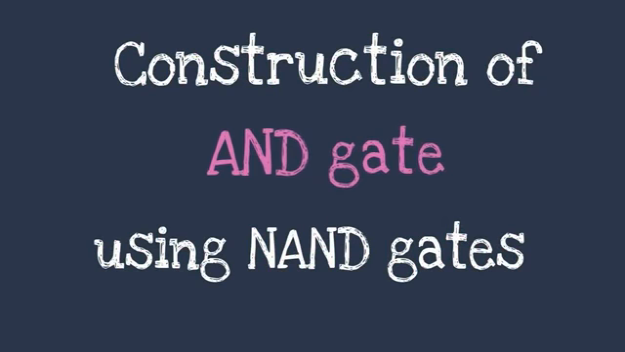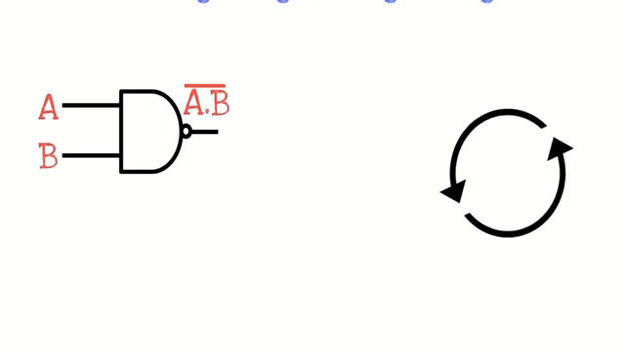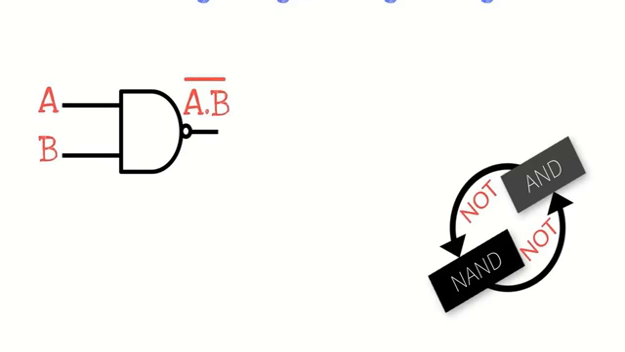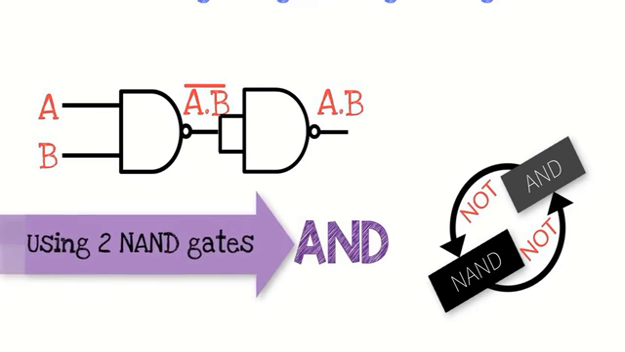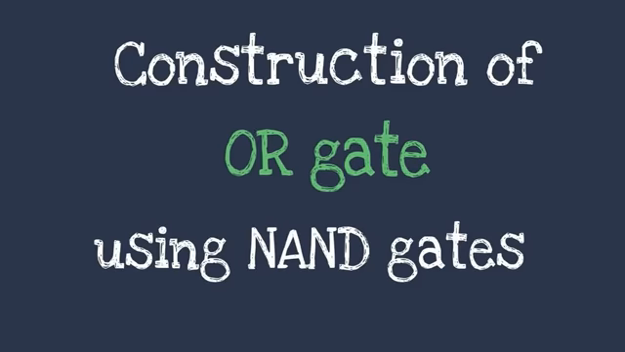Now let us see how to construct AND gate. What is the output of NAND gate? That is a complement of product. So we can say that the AND and NAND gates are complementary to each other. That means we have to simply connect a single input NAND gate to the output of the two input NAND gate. Then we get the AND gate.